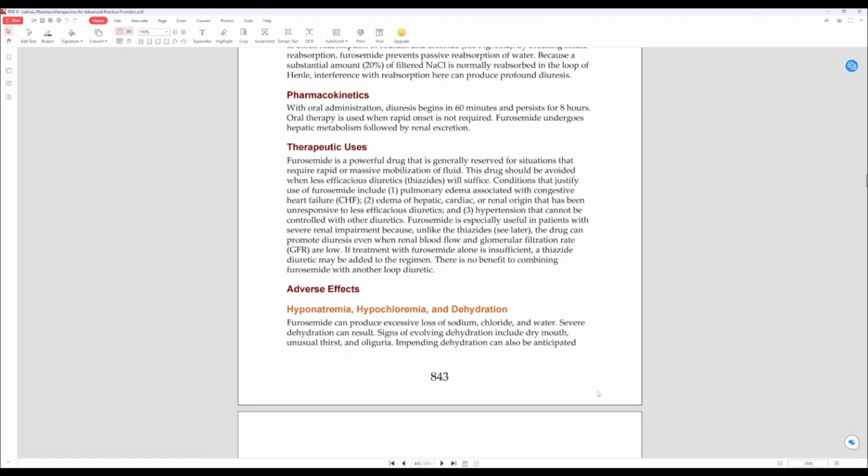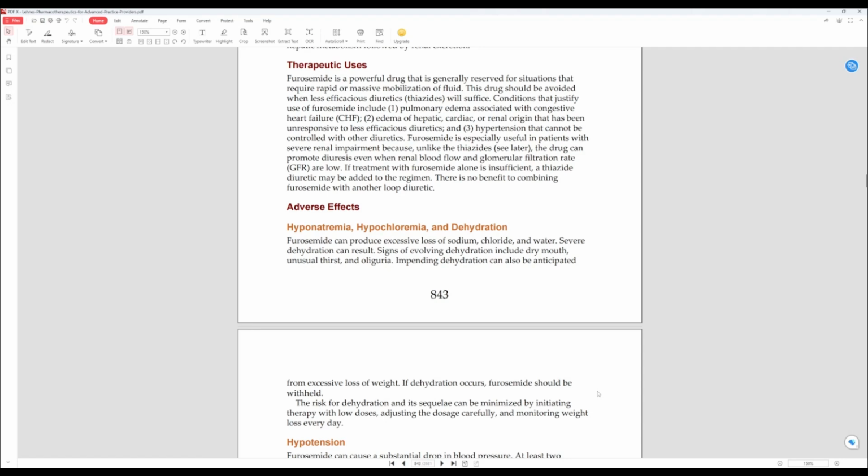Its pharmacokinetics. With oral administration, diuresis begins in 60 minutes and can persist for up to 8 hours. Oral therapy is used when rapid onset is not required. Furosemide undergoes hepatic metabolism followed by renal excretion.